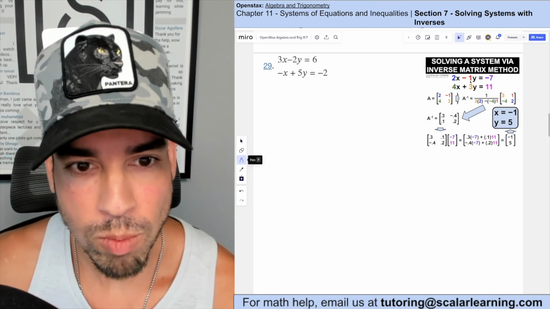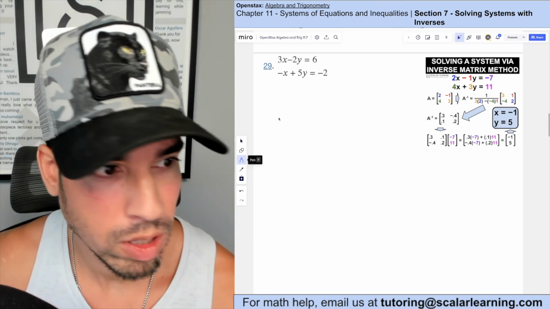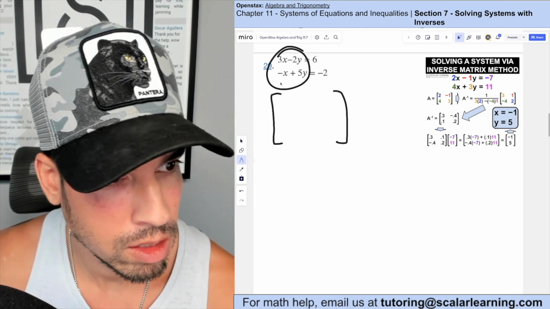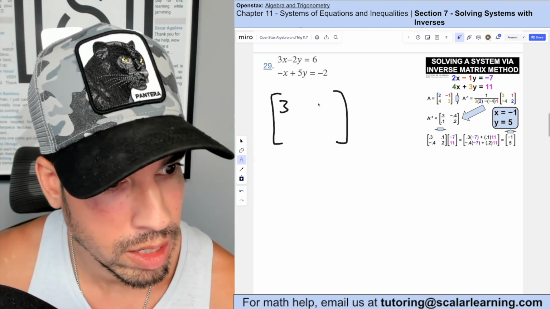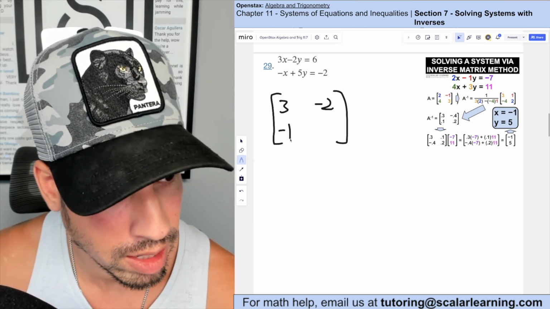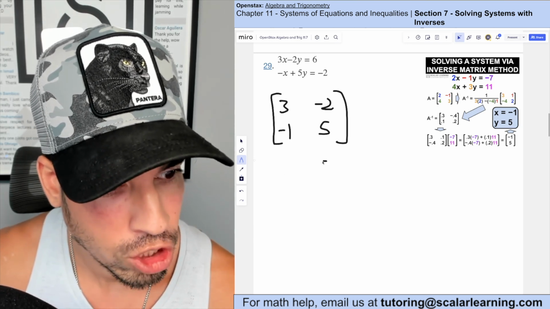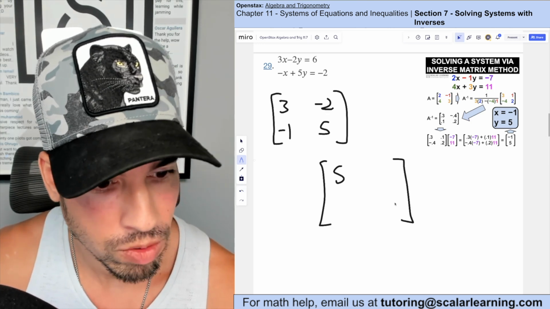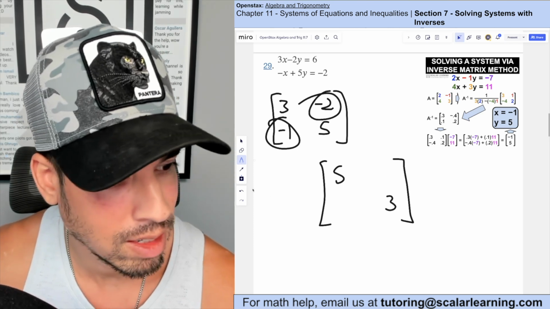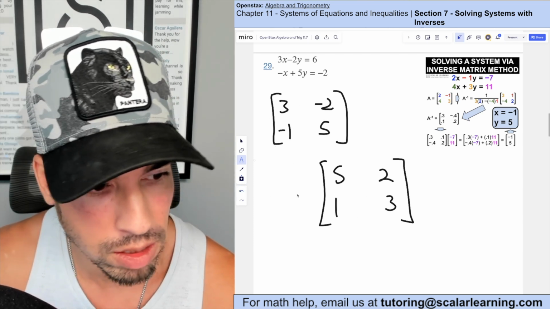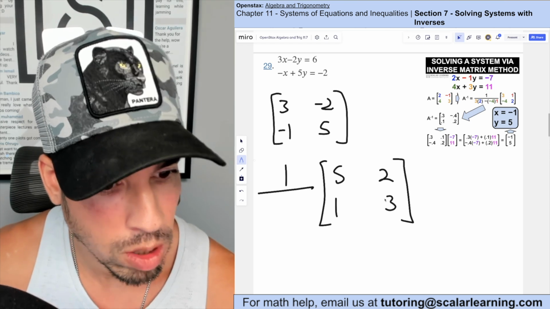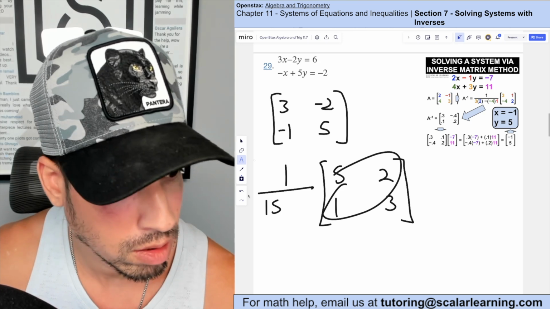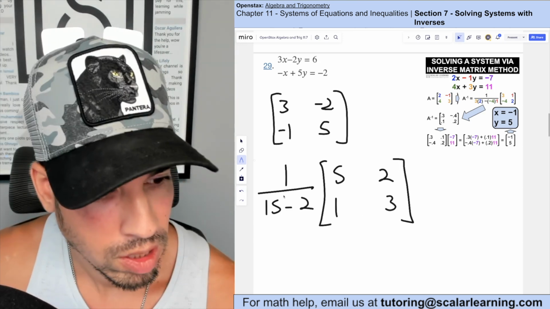Done. So for this problem, once again, I got this nice infographic up here that will give us the steps in case you need it. But the first thing is I got to take these values and put them in a matrix. So we got 3, negative 2, right? Just those coefficients, negative 1, and 5. Now, just like in the infographic, I'm going to swap these two. So that becomes 5 and 3. And then I'm going to negate these two. So it's going to be positive 1, positive 2. And then I'm going to multiply by 1 over the product of this, which is 15, minus the product of this, which is 2. So this is going to be 1 over 13.